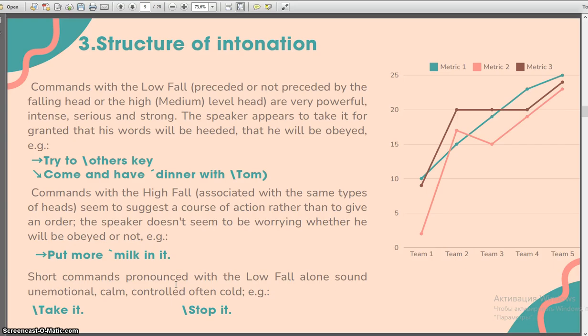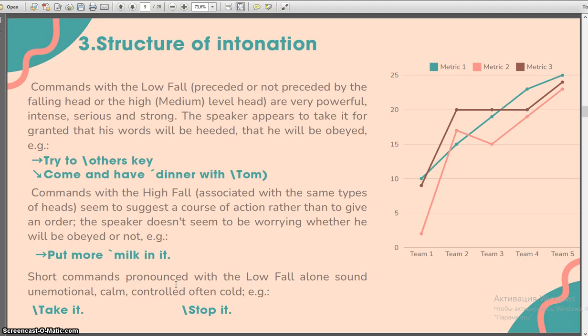Next, structure of intonation. Commands with the low fall, preceded or not preceded by the falling head or the high level head, are very powerful, intense, serious, and strong. The speaker appears to take it for granted that his words will be obeyed, that he will not be disobeyed. For example, try to ask others. Come and have dinner with Tom.